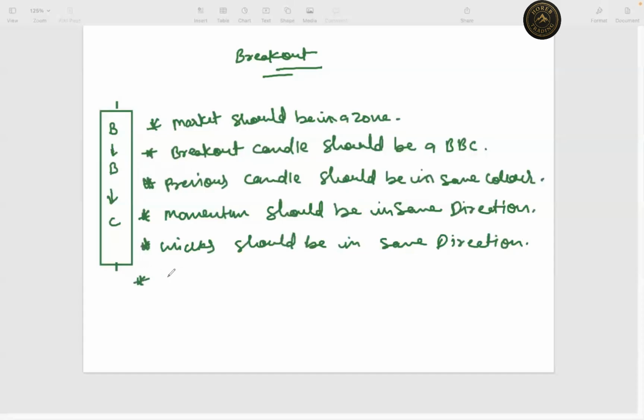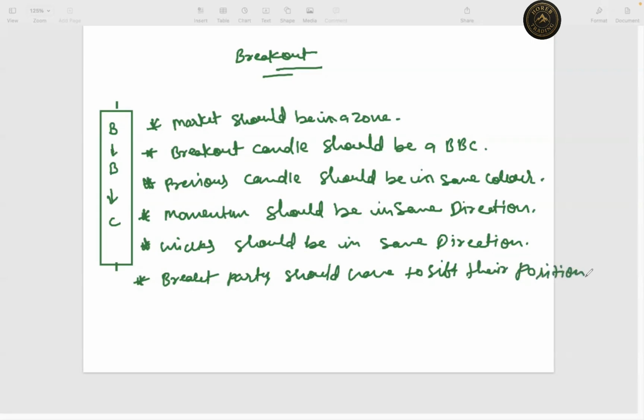The sixth condition is the breakout party should shift their position. It's very important. If you have a bullish breakout, you have to see a shifting in position. You have to observe that.